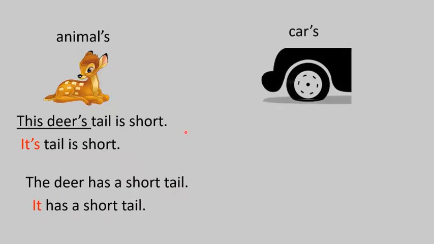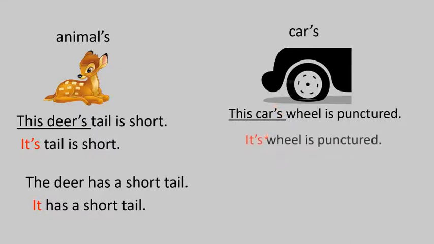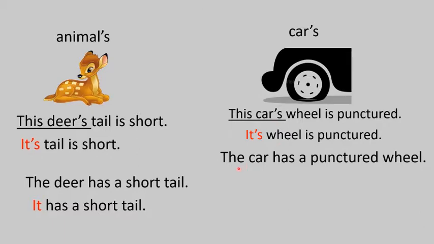Let's do a thing. This is a car, its wheel. This car's wheel is punctured. We are talking about something about the car, and it's given this car's with an apostrophe. The word its has to be used. Its wheel is punctured. But if I use a sentence without an apostrophe like this, the car has a punctured wheel, you only put it has a punctured wheel.